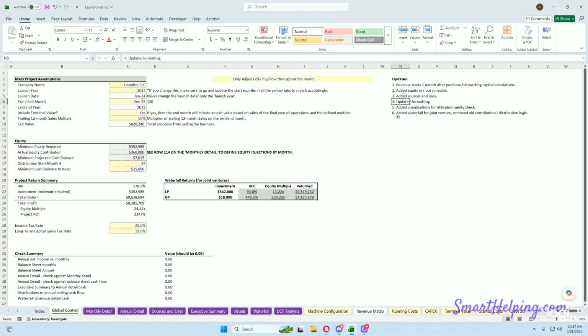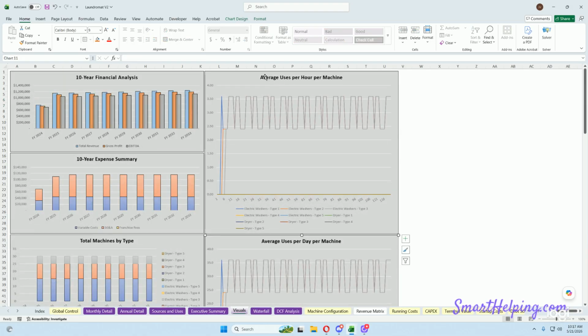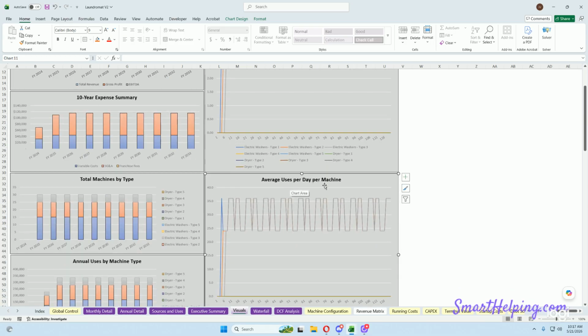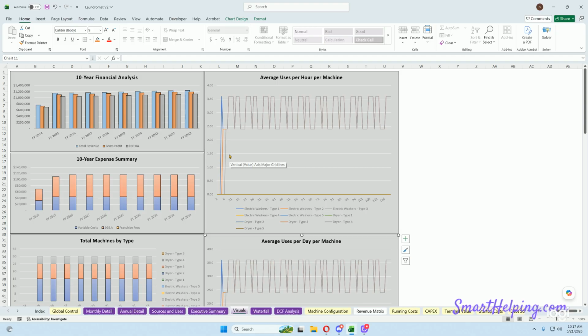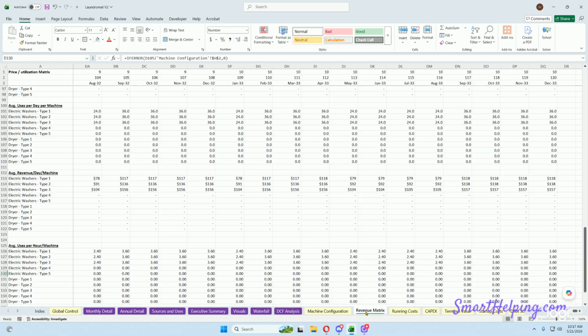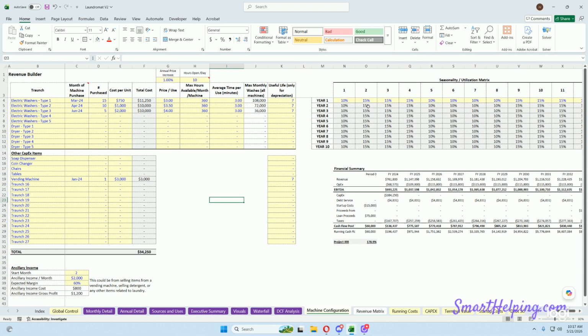And formatting updates. There's just a couple of general formatting things. Visuals. I did add average uses per hour per machine. This was already being calculated, but it was not a visual. And average uses per day per machine. So this is a good sanity check to show, based on your assumptions, how active is each machine and is that realistic? These are just averages, but I thought that was a good visual, because the calculations were already being done here in this area. That'll be mainly based on your inputs, and then the hours open per day input right here.